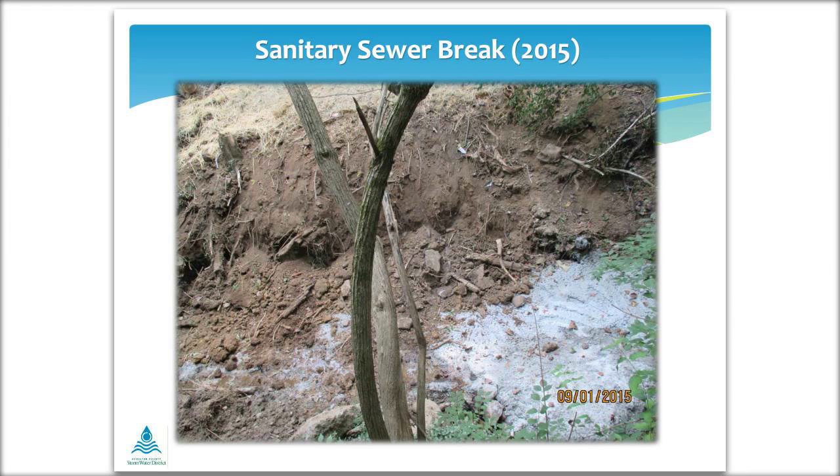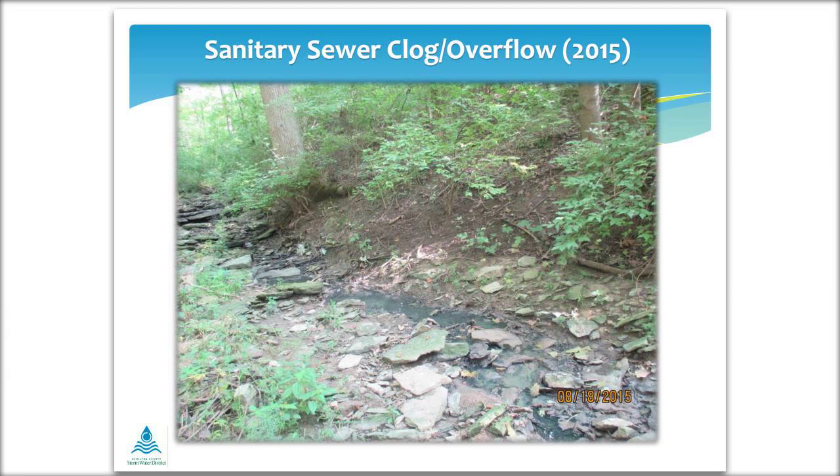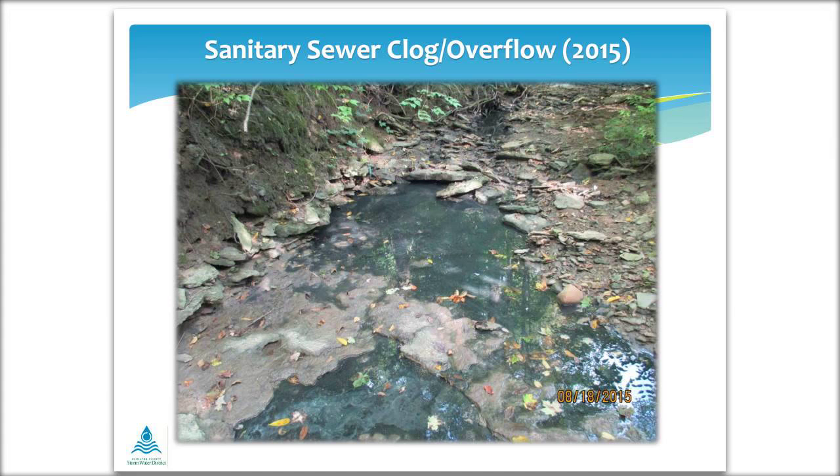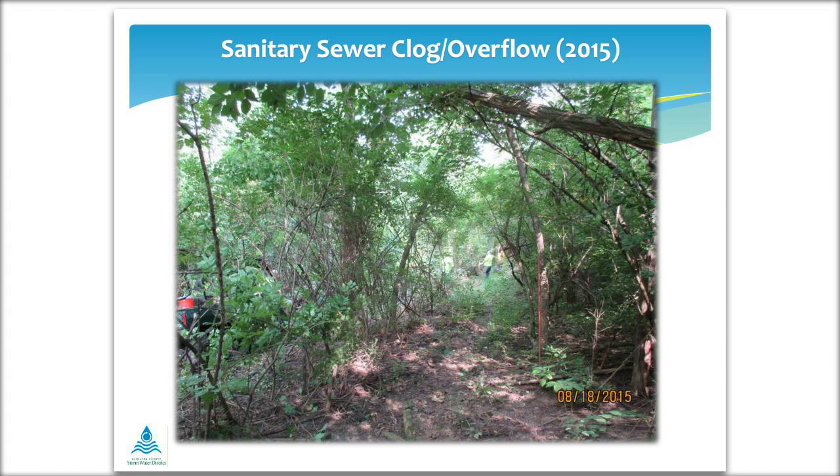Another one. This is actually a manhole that overflowed due to a clog, and history has told us that this particular sewer line has a history of problems. So you see where the manhole was, and the sewage flowed down all the way, and you can also see there's a good illustration of how these sewers are installed along the creek beds. It overflowed, and it came down through there and hit this little wetland at the bottom of that hill.